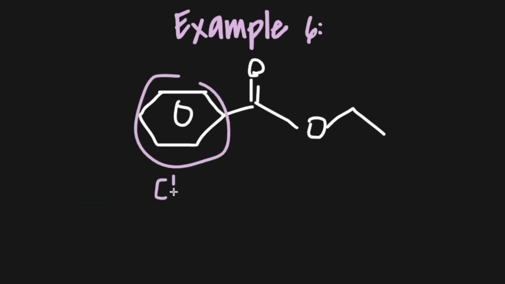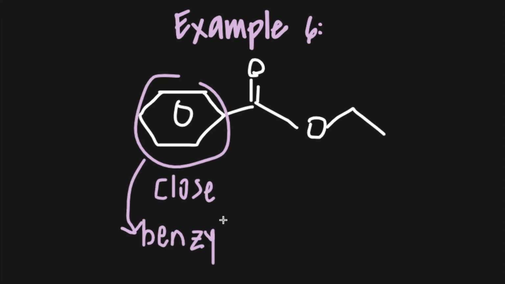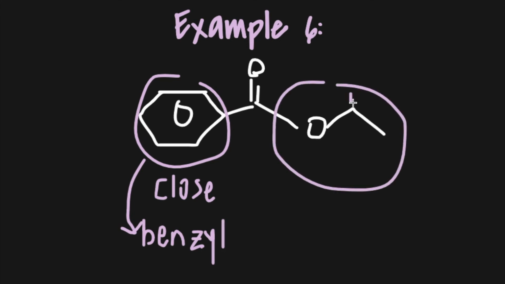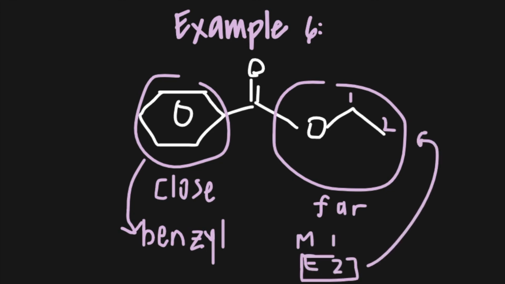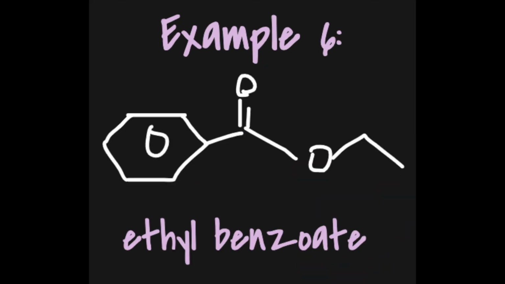Finally, onto our last example. The benzyl ring is something we've never encountered, but the process is the same. The benzyl group is close to the carbonyl, so it's a parent chain. Then we would number the carbons in the other group far from the carbonyl, which would be the alkyl group. Since there's 2 carbons, it would be ethyl. Pause the video and try to name it yourself before I reveal the answer. Combining it all together, we get the name ethyl benzoate.